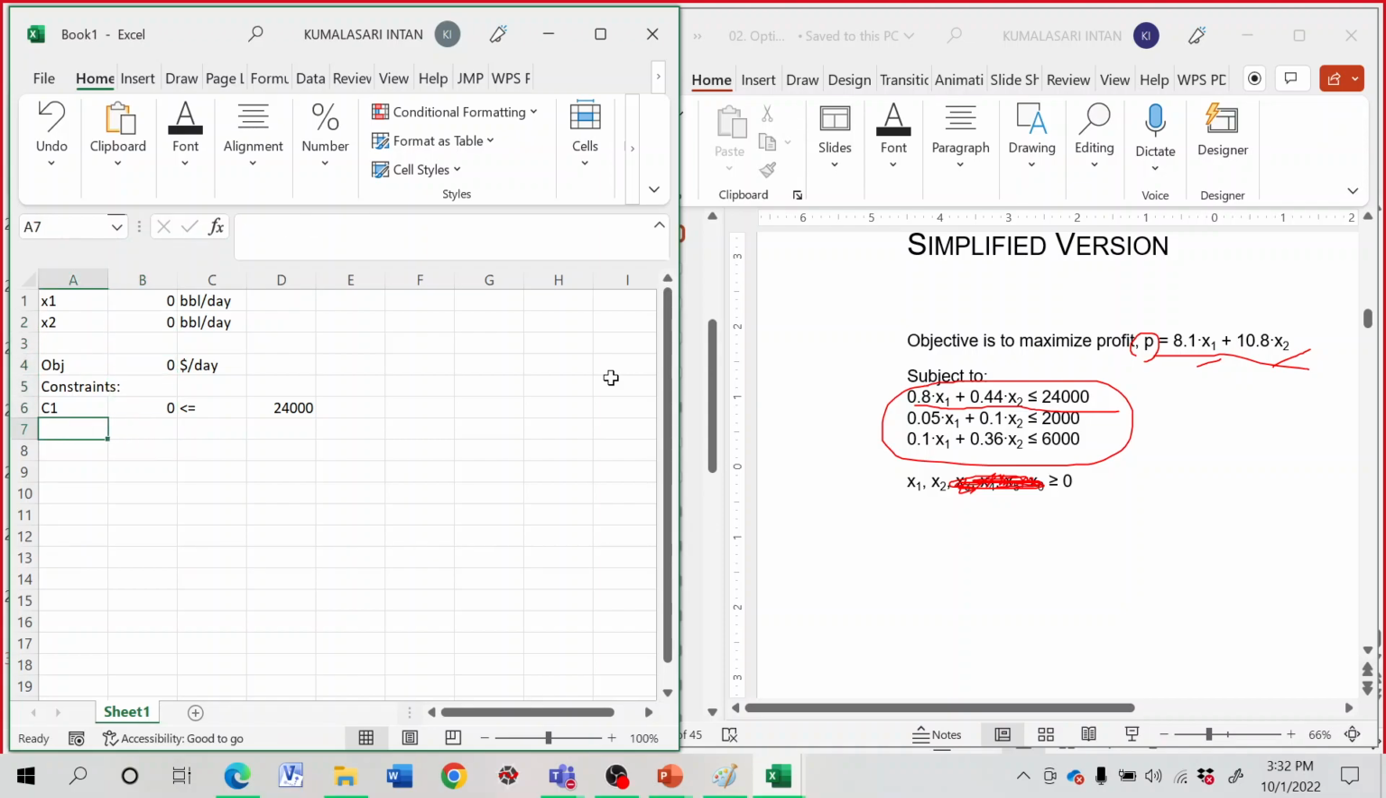And then the constraint 2, we have this equals 2000, and then constraint 3 is less than or equal to 6000. Just to make it clear, 0.05 times x1, 0.1 times x2, and this is 0.1 times 1.